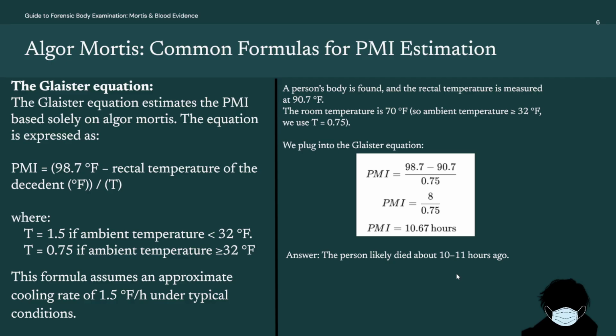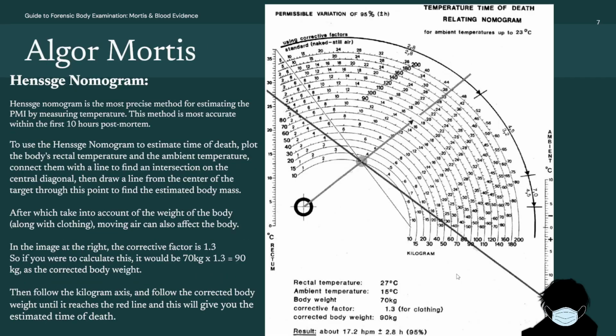Continuing, we will now discuss the second method, the Henssge nomogram. The Henssge nomogram is the most precise method for estimating the PMI by measuring temperature. This method is most accurate within the first 10 hours post-mortem. To use the Henssge nomogram to estimate the time of death, plot the body's rectal temperature and the ambient temperature and connect a line.